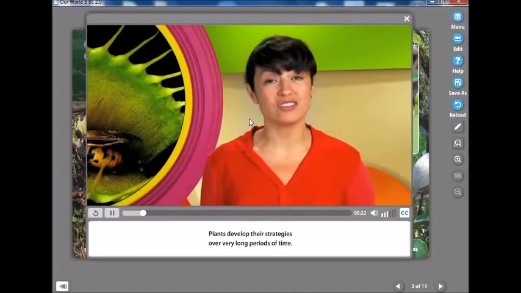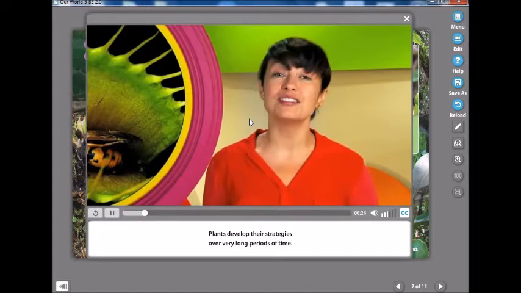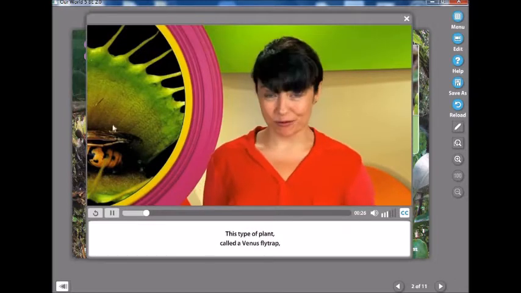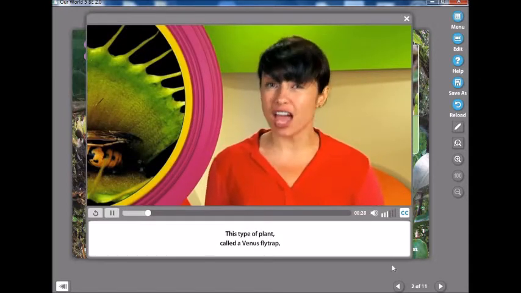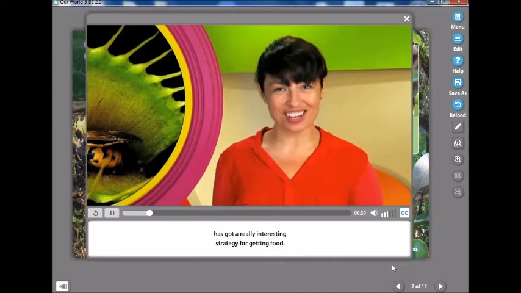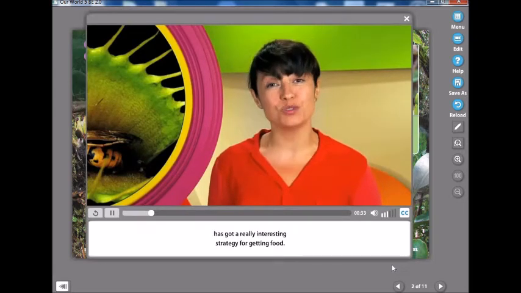Plants develop their strategies over very long periods of time. This type of plant, called a Venus flytrap, has got a really interesting strategy for getting food.